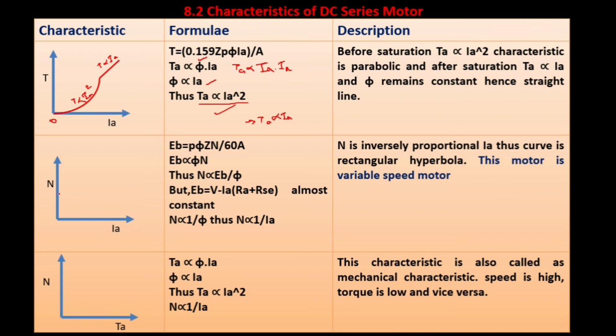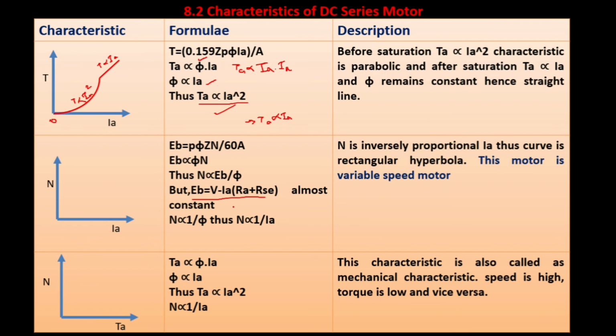Now coming to another electrical characteristics, let us talk about the speed and armature current characteristics. In speed and armature current characteristics, again we'll use the same formula, same interpretation. Eb is directly proportional to phi n, and n can be written as Eb upon phi. Now we know that Eb is V minus Ia times (Ra plus Rse), correct? And that is almost constant. So if I consider this term to be constant, then I can say that n is inversely proportional to phi.